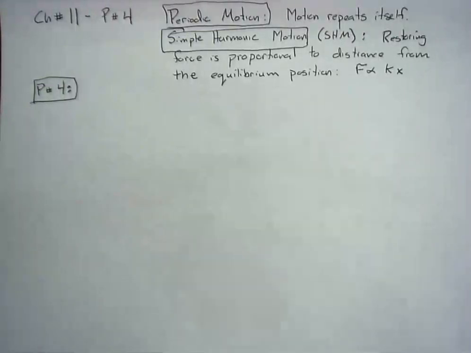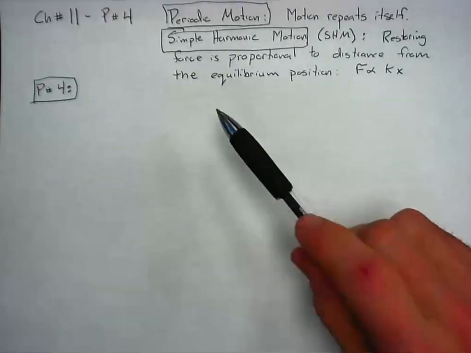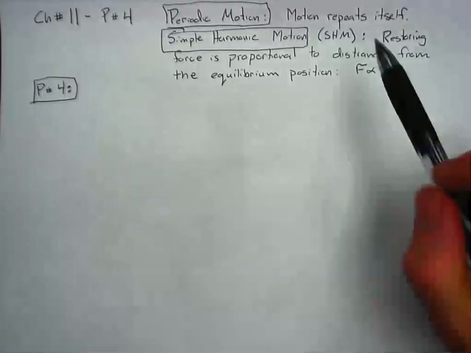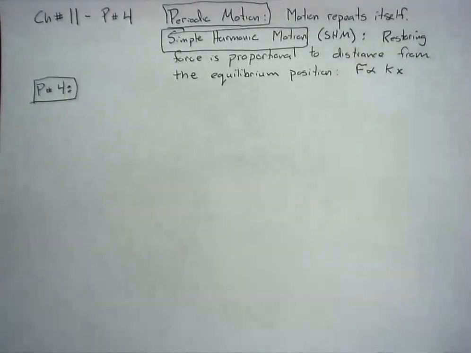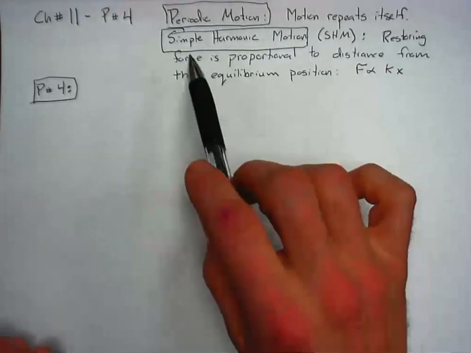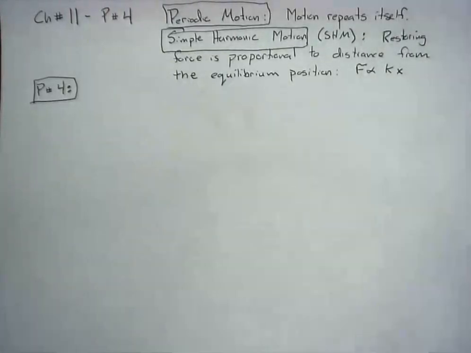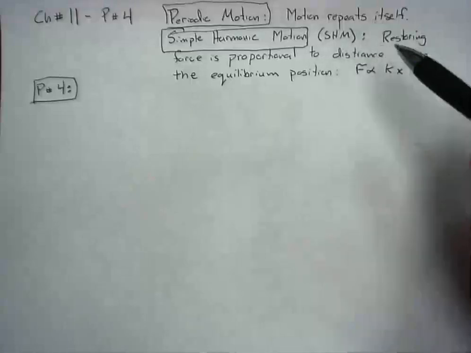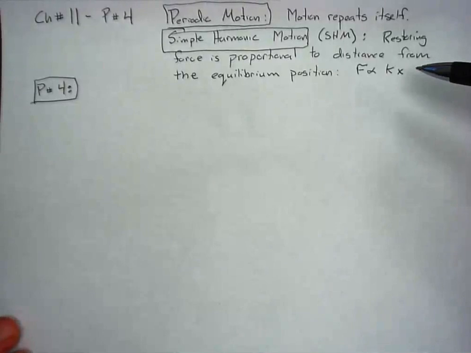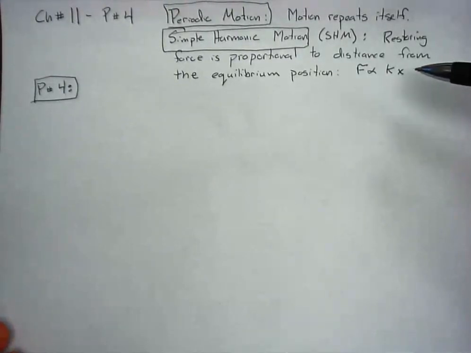And before we jump into problem 4 in chapter 11, I'm going to talk a little bit about periodic motion. What is periodic motion? Straightforward definition, motion that repeats itself. So, if something's going in a circle around and around, that can be periodic motion. A special kind of periodic motion is simple harmonic motion. And simple harmonic motion is periodic motion where the restoring force is proportional to the distance from the equilibrium position. And we'll talk about that a little more in the problem here.